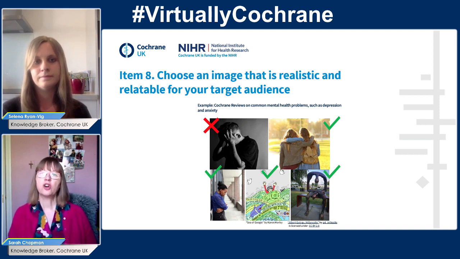The image on the top left is an example of what's sometimes called a head clutcher image, commonly used to illustrate mental health problems by depicting someone holding their head in their hands. Now, some people find these relatable, but this type of image has been criticised as perpetuating a stereotype of what mental distress looks like. The other images may be preferable.